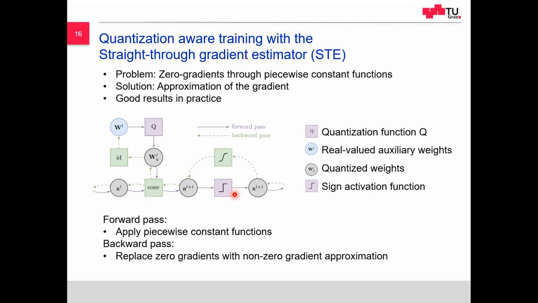And then during the backward pass, we try to avoid these piecewise constant functions because they will yield zero gradients. And instead we follow the green dashed line and take the gradients of similarly shaped functions, such as the tanh for sign, or as the identity over here for the quantization function. And then the gradient updates are applied to the real valued weights as normal.